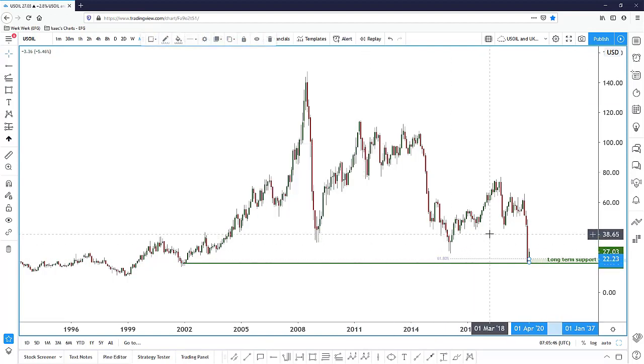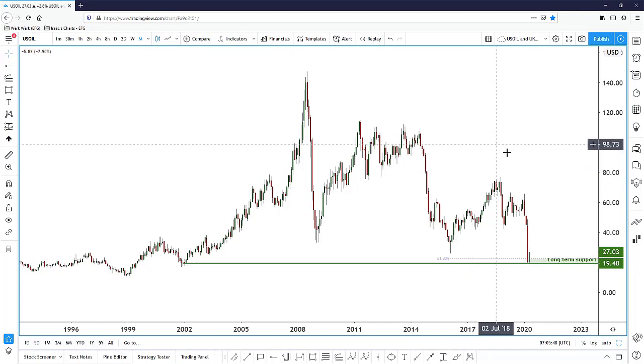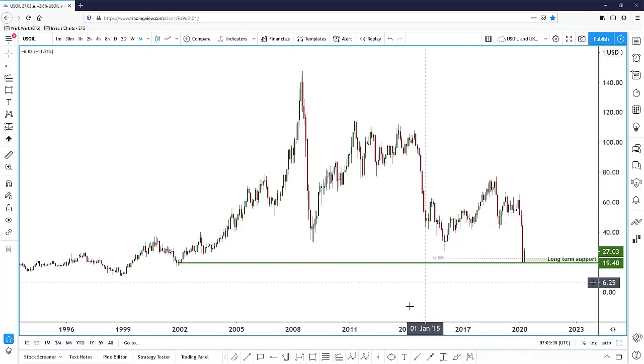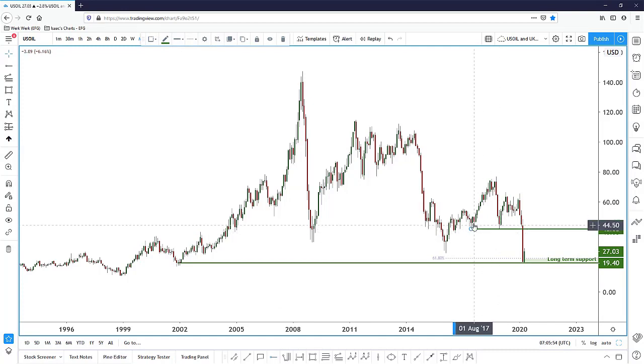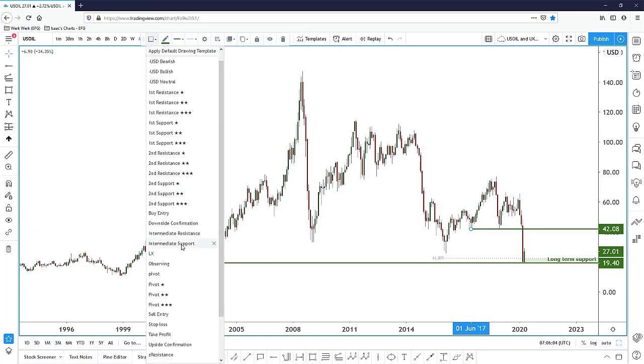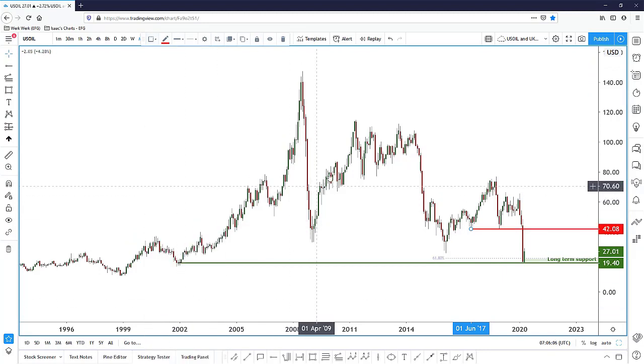What I like to do now is to look for our long-term resistance. Offhand, I see that we could possibly have a resistance over here where price tested once in June 2017 and reacted above. Price came back down, tested it again in October 2018, and it reacted above. So let's call this our long-term resistance.